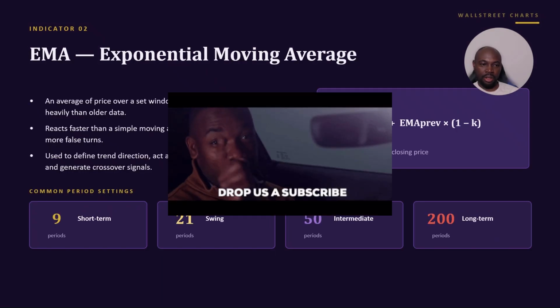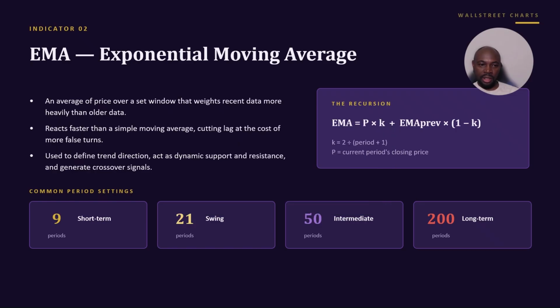So the next indicator is the exponential moving average. Exponential moving average is the average of price over a set window that weights recent data more heavily than older data.